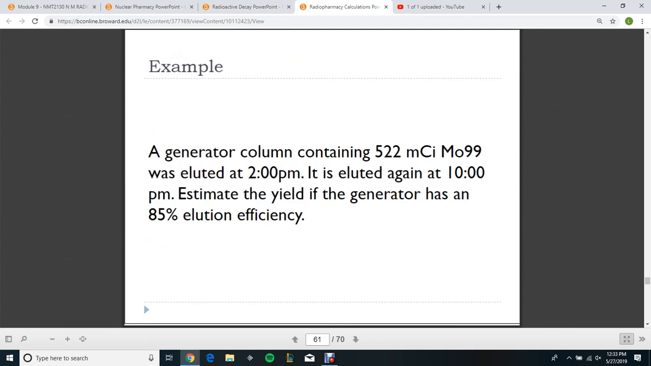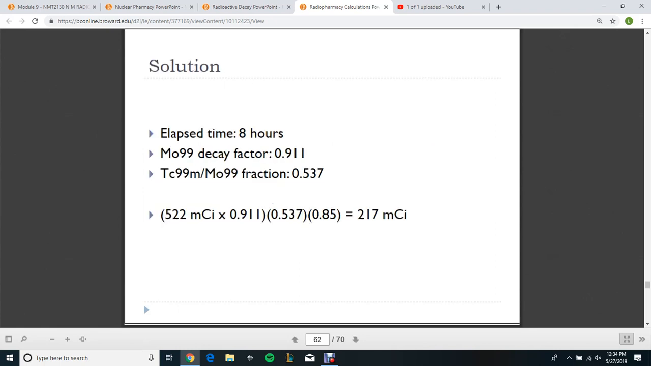A generator column containing 522 millicuries of Moly was eluted at 2 p.m. It is eluted again at 10 p.m. Estimate the yield if the generator has an 85% efficiency. The elapsed time is 8 hours. The Moly decay factor is 0.911, and the tech to Moly fraction is 0.537.